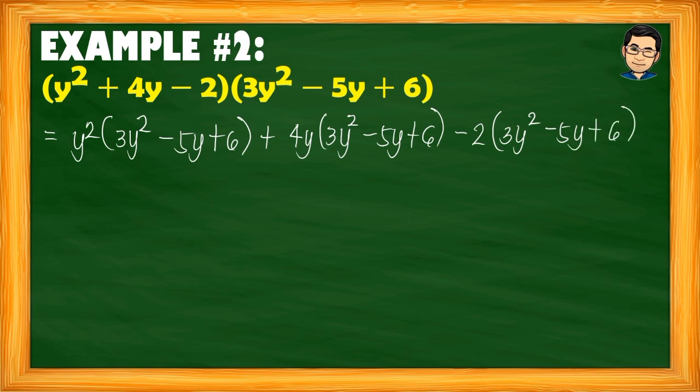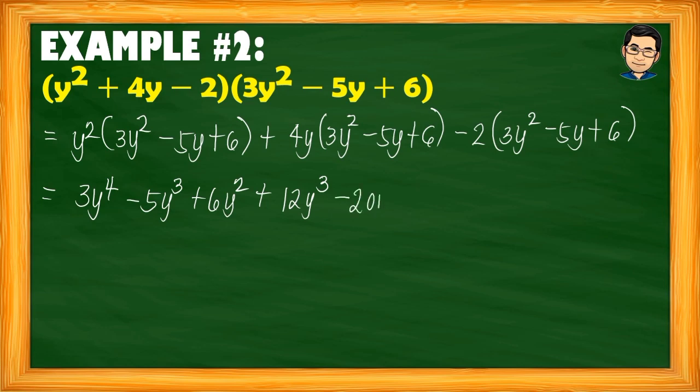Ayan. Next. So, y squared times 3y squared, that is 3y to the 4th power. Y to the 4th power, 2 plus 2. That is 4. Next, y squared times negative 5y, negative 5y cubed. Y squared times 6, that is 6y squared. Next, plus, so 4y times 3y squared, that is 12y cubed. 4y times negative 5y, that is negative 20y squared. 4y times 6, that is 24y.